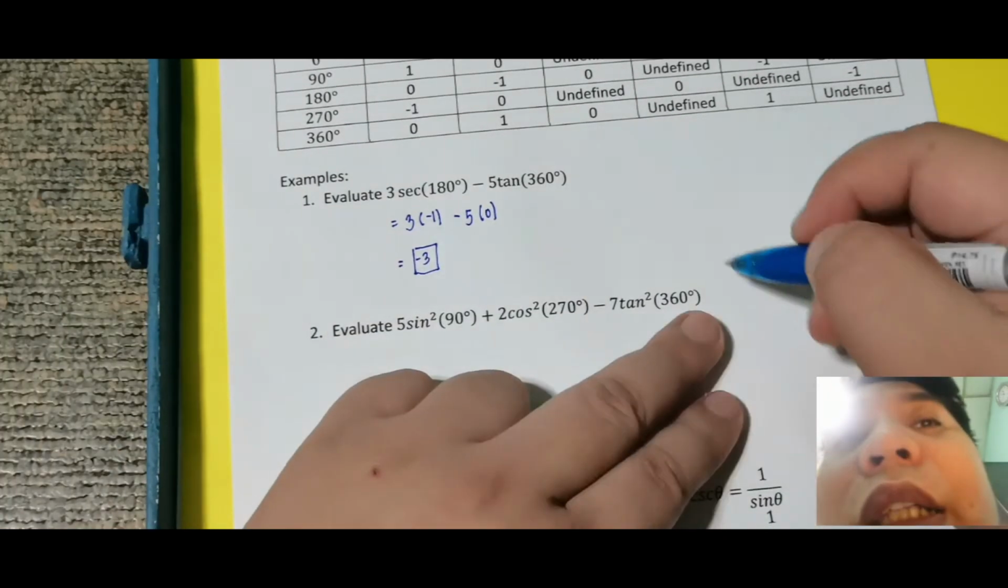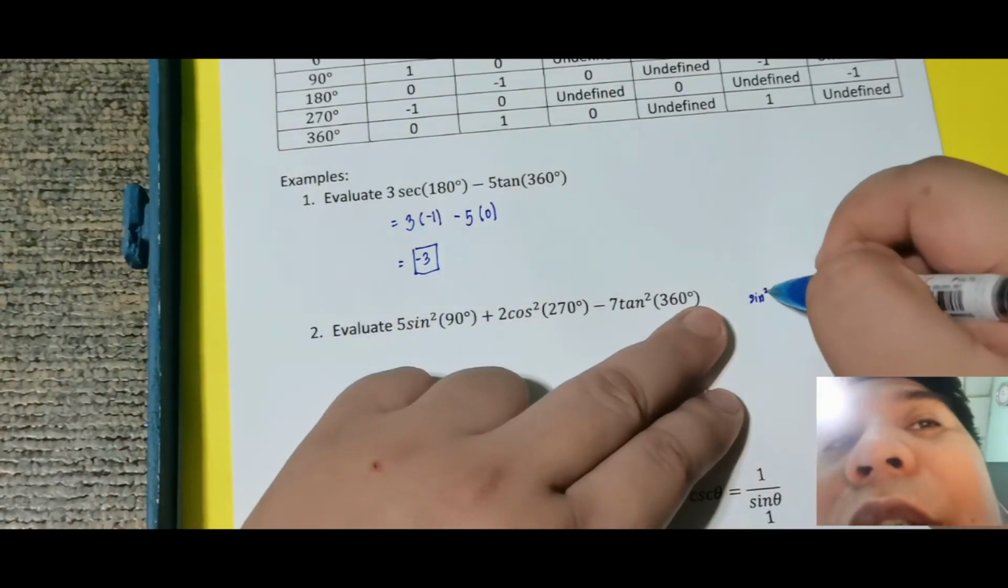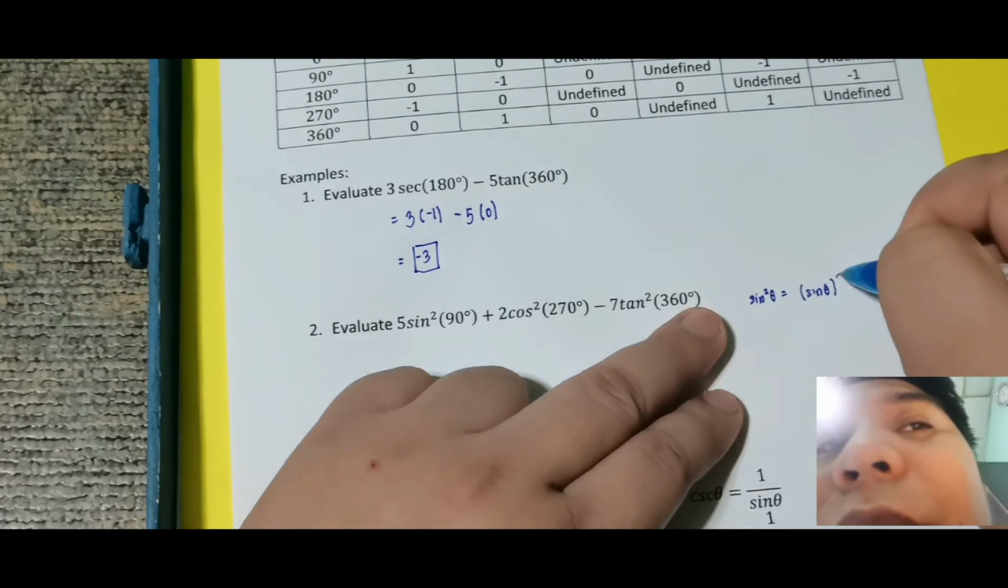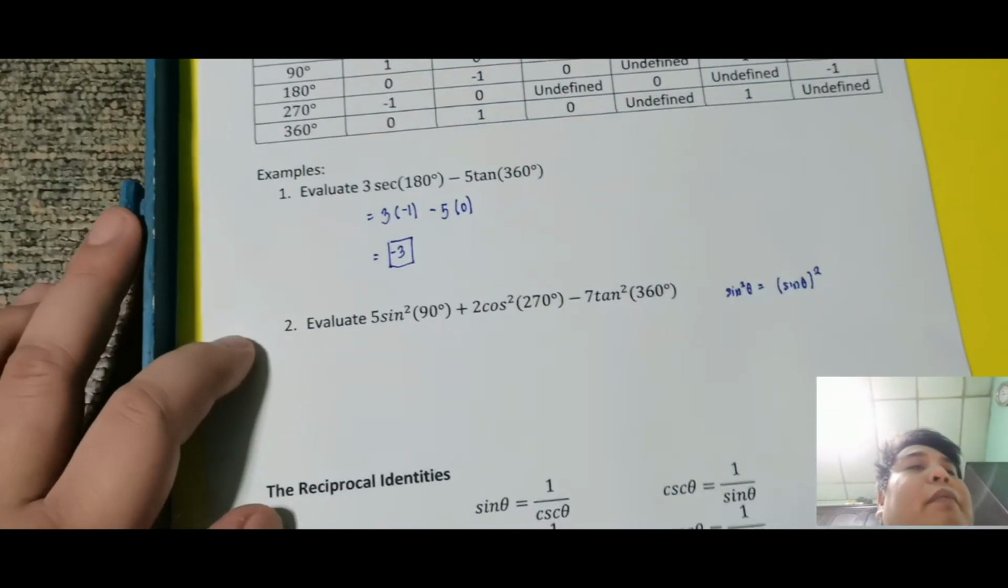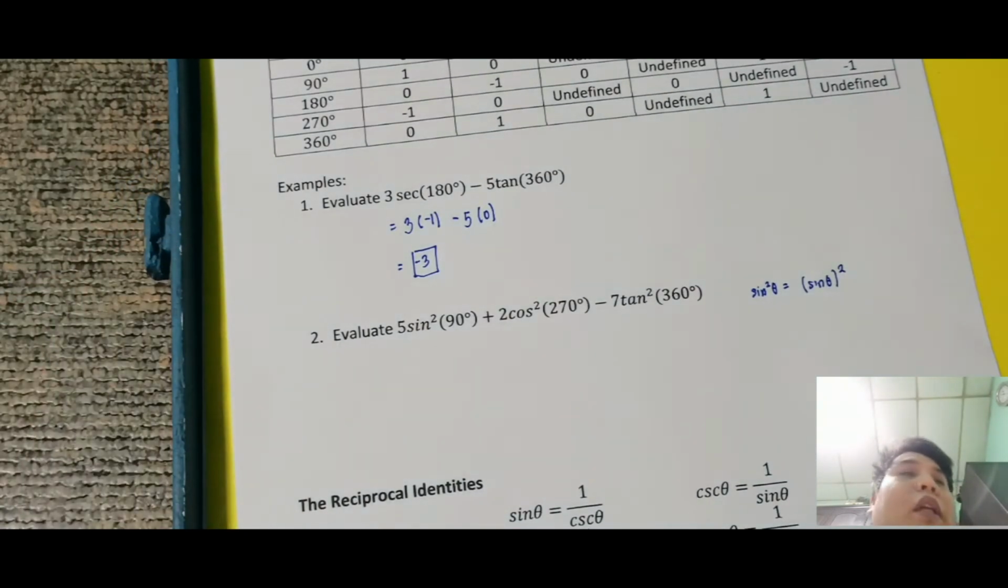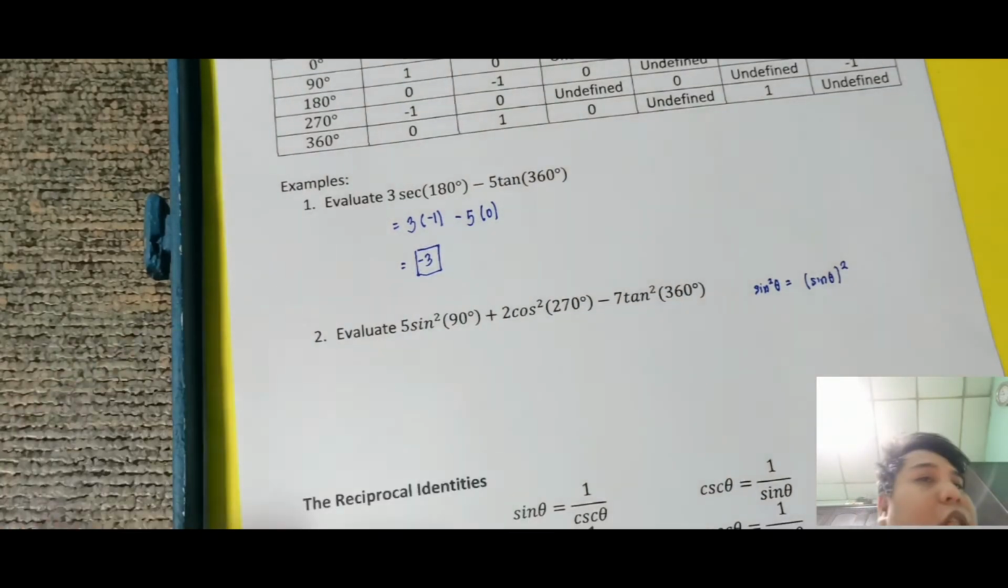Next is evaluate natin si 5 sine squared 90, 2 cosine squared 270, 7 tangent squared 360. Note that sine squared theta can be read as sin theta squared, or square of sin theta. Ayan naman talaga yung totally basa dyan. Hindi sin squared 90 degree. That is square of sin 90 degree. Ganun yung nangyari. Okay, so meaning ito ay naka-square.